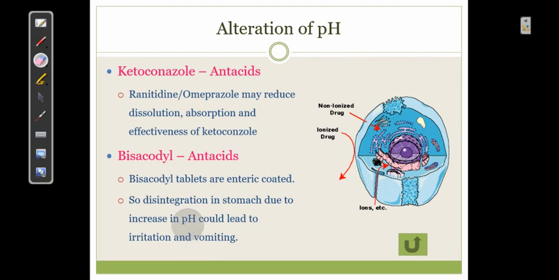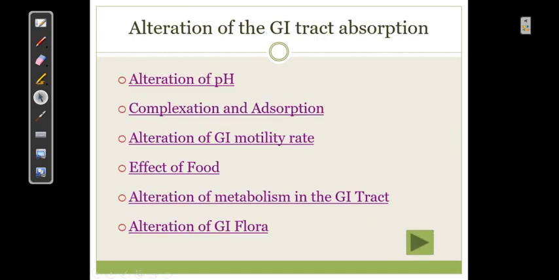Right? In this case, definitely you need to explain, you need to counsel the patient, you need to give advice to the patient that these two drugs should not be combined. Okay, so such is the important discussion that we have made under the heading of alteration of pH, right? So by this we have completed the first mechanism under the heading of alteration of GI tract absorption.